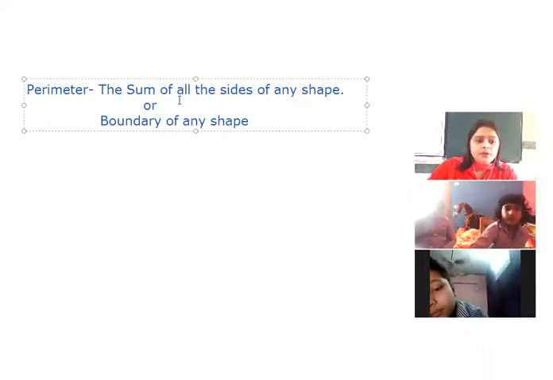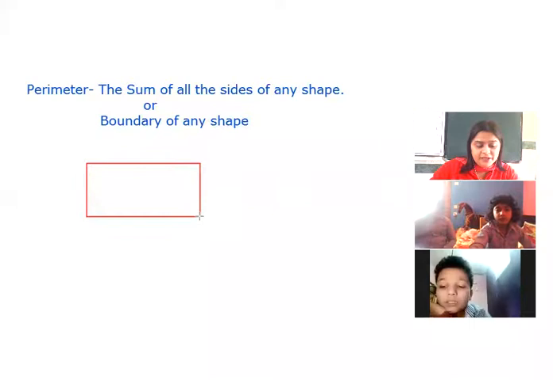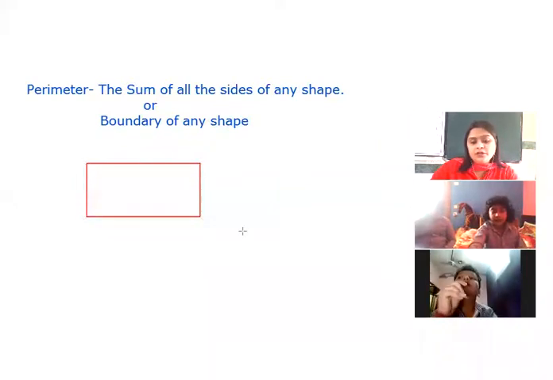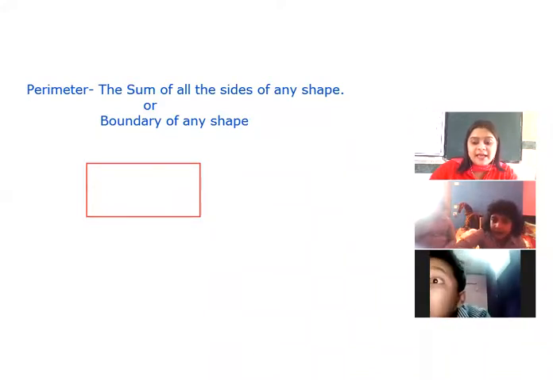Okay, so ma'am is going to draw one figure for you. Suppose I have drawn this. Can you tell me what it is? Rectangle. This is a rectangle. You know this thing? And what is the special quality related to the rectangle? One special quality is there, no? There are two sides equal, and these equal sides are known as opposite sides.